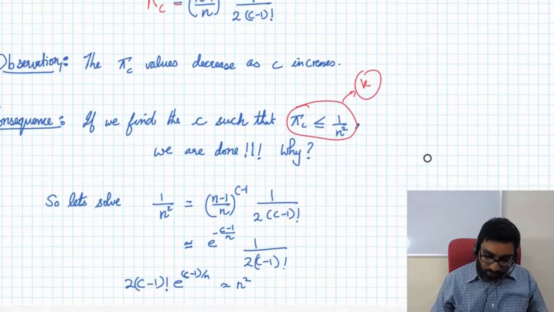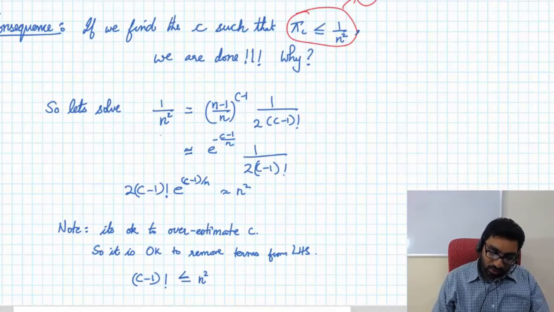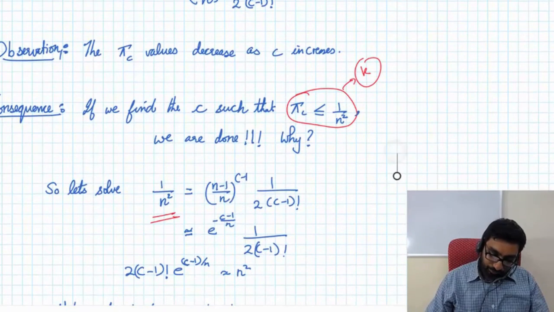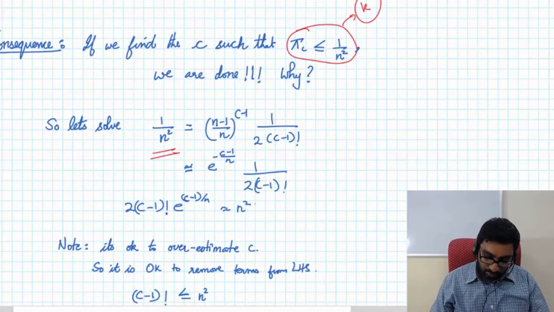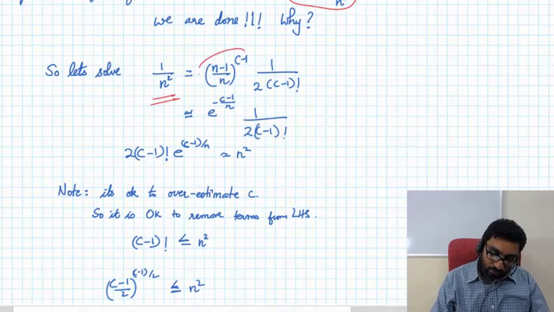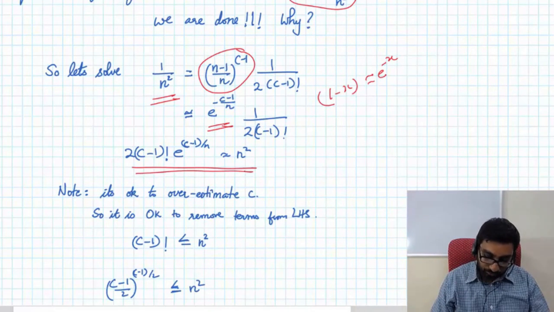Okay, so with that being the case, let's try to solve for that c. So we set, instead of pi c, 1 by n squared, and on the right hand side we have the expression that we have over here. If we solve it, make some simplifying assumptions, we will eventually find the value of k. So let's go through that. So this quantity, using 1 minus x is roughly equal to e to the minus x when x is close to 0, we can use that to approximate it to e to the minus c minus 1 over n, and rearranging we get this approximate equation.